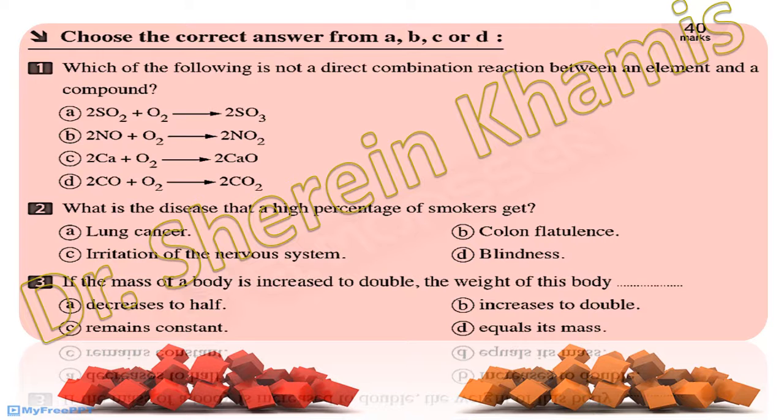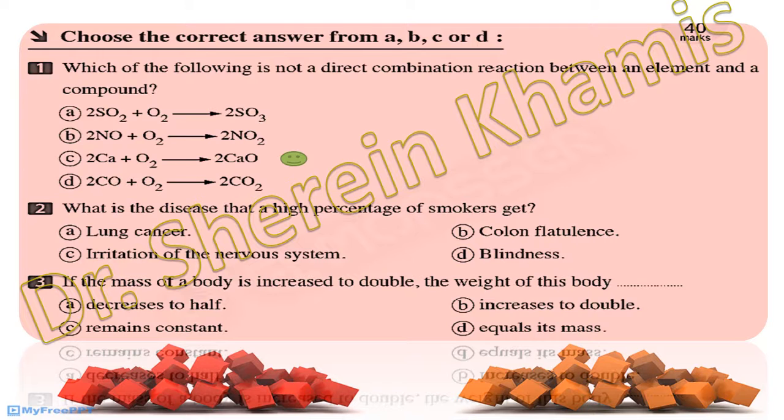We said all of them have one single product, so we must focus and concentrate to solve them. Okay, not a direct combination. We have here 2SO2 plus O2 gives 2SO3, 2NO plus O2 gives 2NO2, 2Ca plus O2 gives 2CaO. Also we have 2CO plus O2 giving 2CO2.